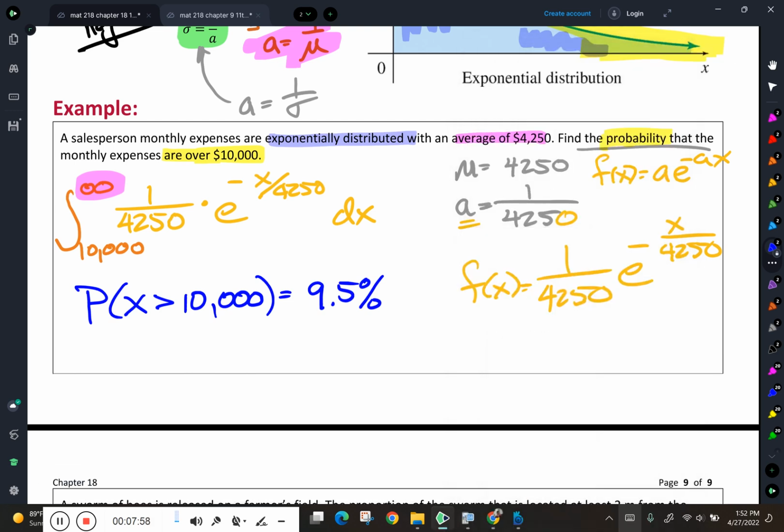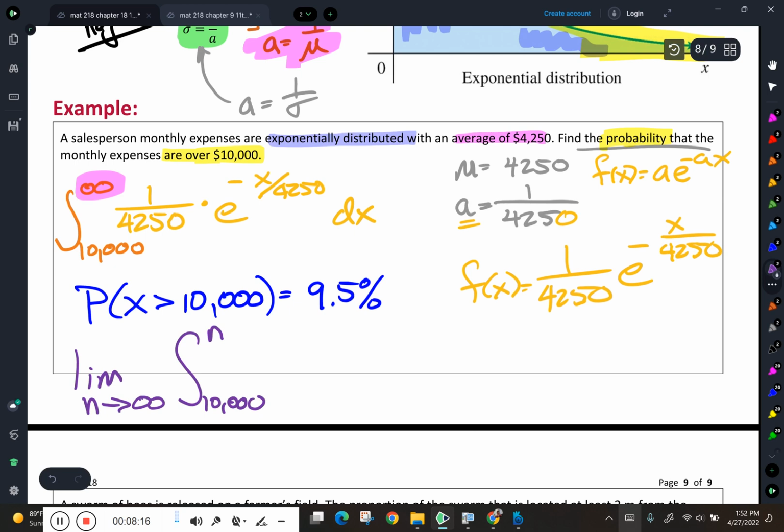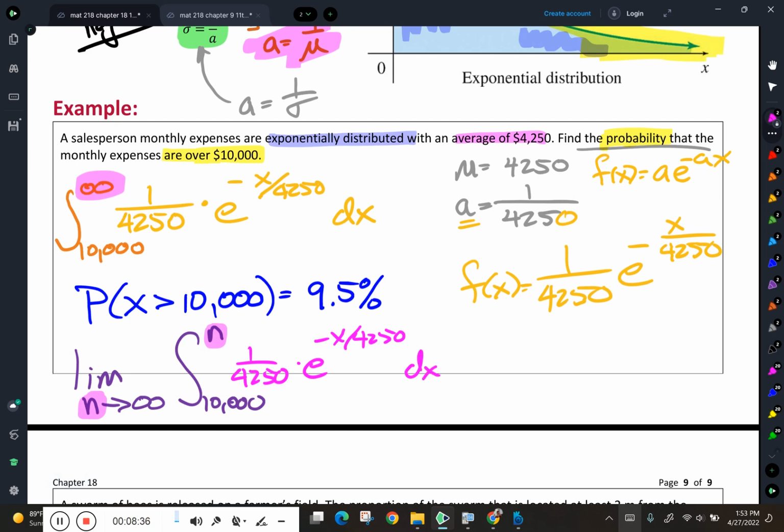Now, if you really want to see that worked out by hand, it can be done. It's going to require that you take a limit as n approaches infinity of the integral from 10,000 to n. Replace that upper limit of integration with a dummy variable, and then take the limit as that dummy variable approaches infinity of our integrand, which is 1 over 4,250 times e to the negative x over 4,250 dx. And that's what you'd have to calculate to make that thing work.